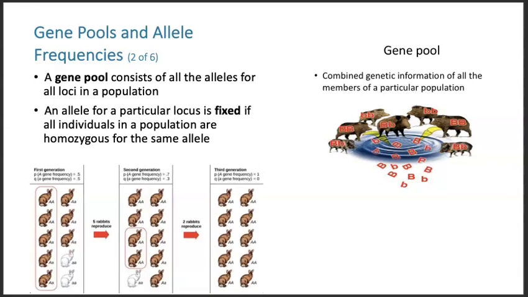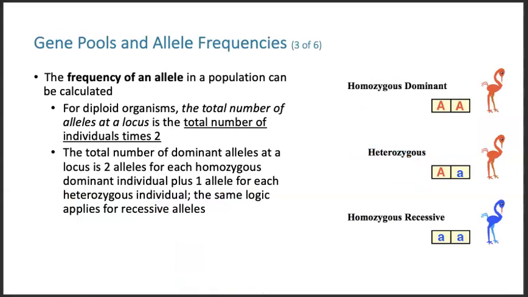Another term that's important for understanding evolution is that sometimes an allele for a particular locus is fixed. What this means is that all the individuals in the population are homozygous for the same allele. Now, why is that important? Because remember, evolution requires variation, and if the allele is fixed, then evolution can't happen. So that's another important concept. We're going to start diving into the math really soon, because this next term that I have for you is frequency of an allele.